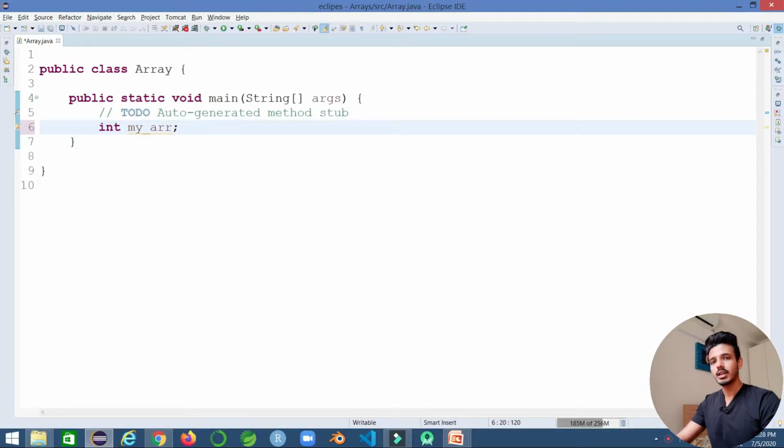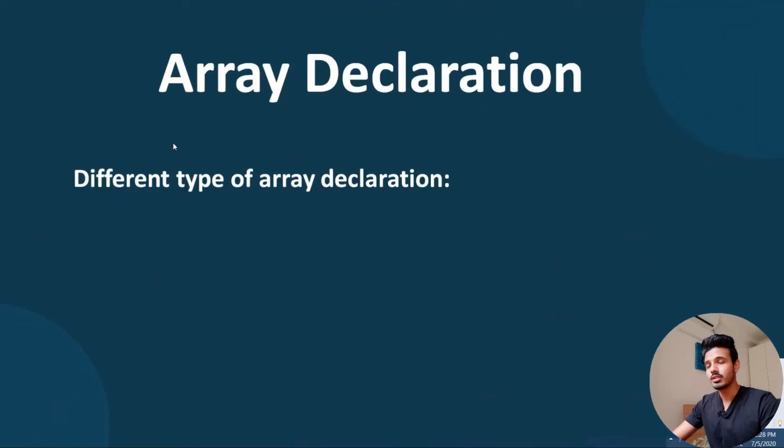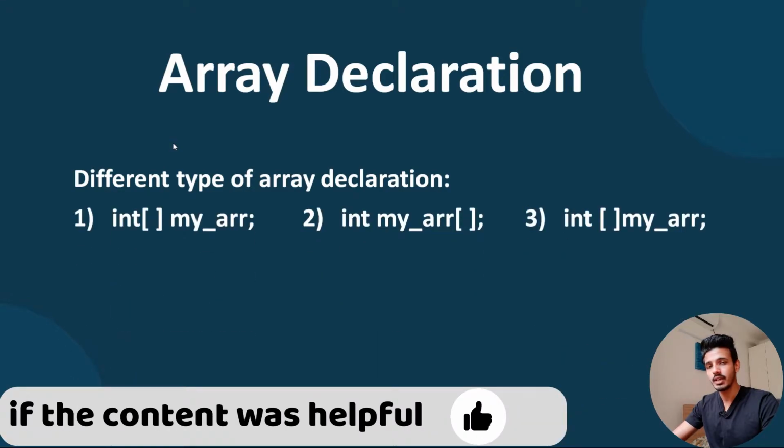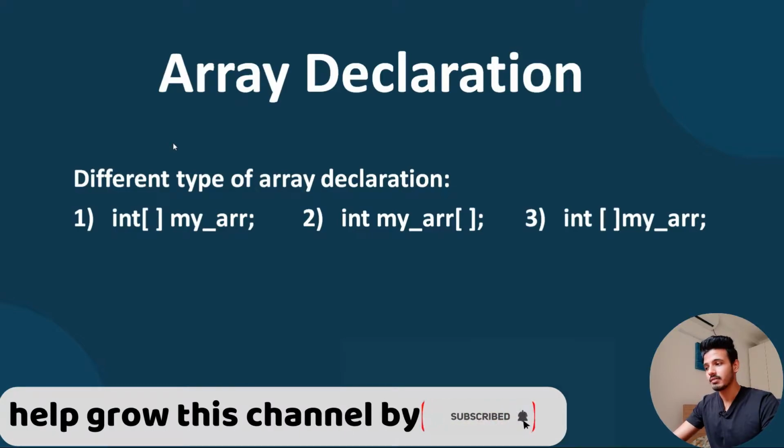Now if you want to declare an array, you need to mention square brackets in front of the data type, or you can also mention the square brackets in front of the variable name or behind the variable name. But if there are three different ways of declaring an array, which one is the recommended one? In array declaration we have three different types, as we have seen, and the recommended one is the first one.